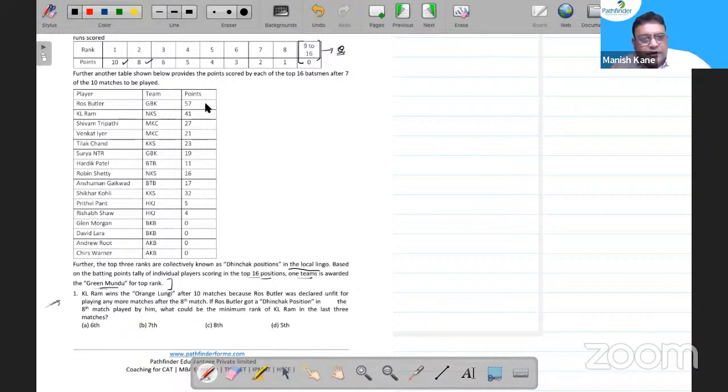Now you are given points and just have a look at the points. Ross Butler is 57 points. KL Ram is 41 points. Shivam Tripathi is 27 points, and so on. You see that 12 of the batsmen have points. 4 of them don't have points. What does it tell you about these 4 batsmen?